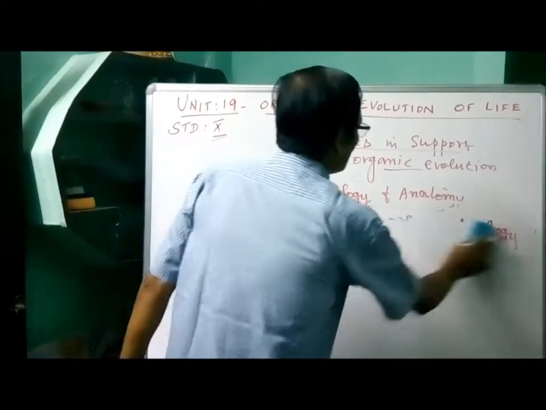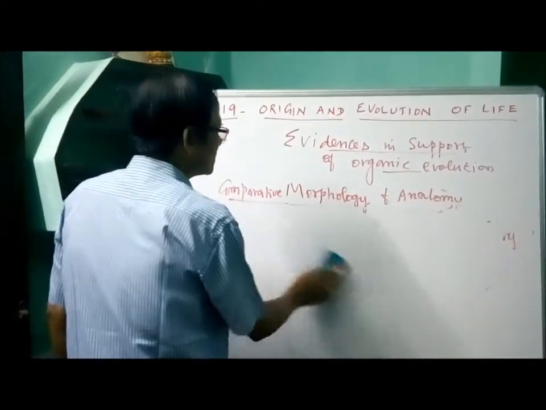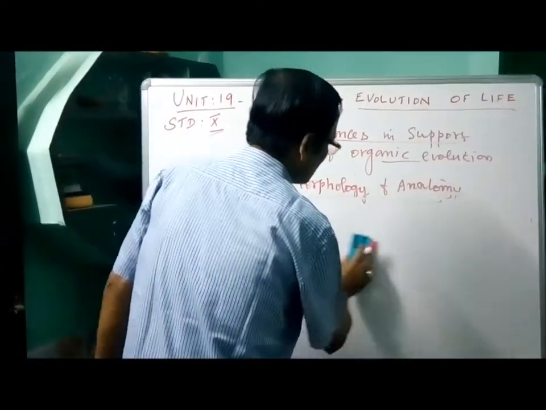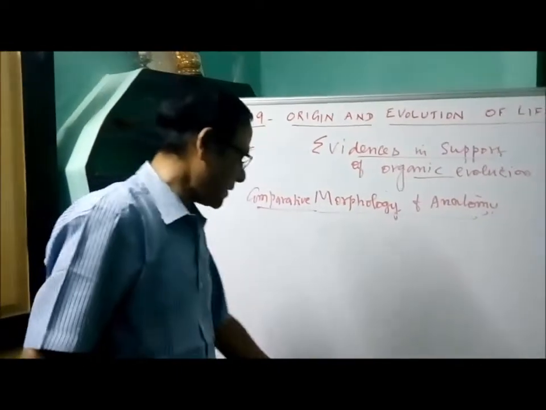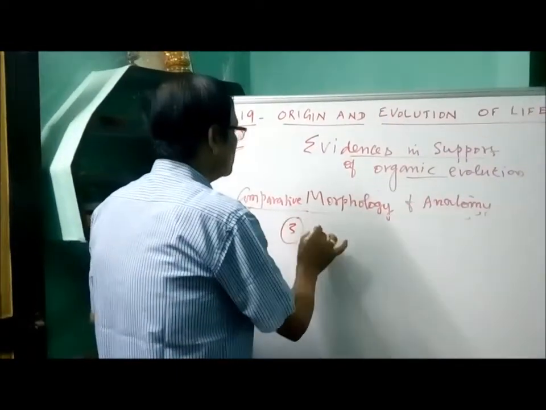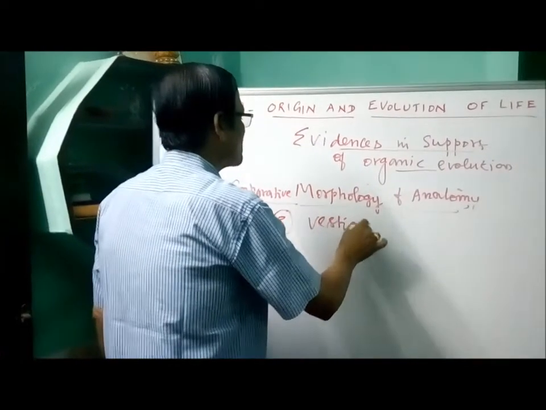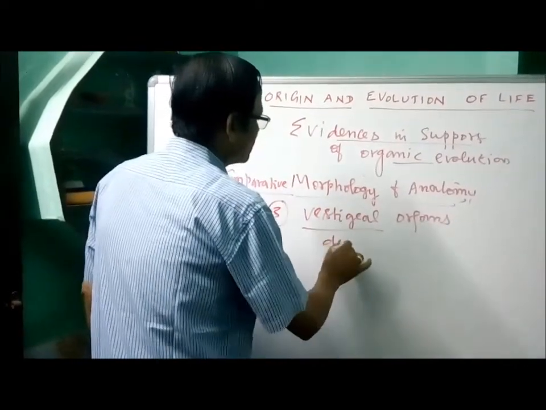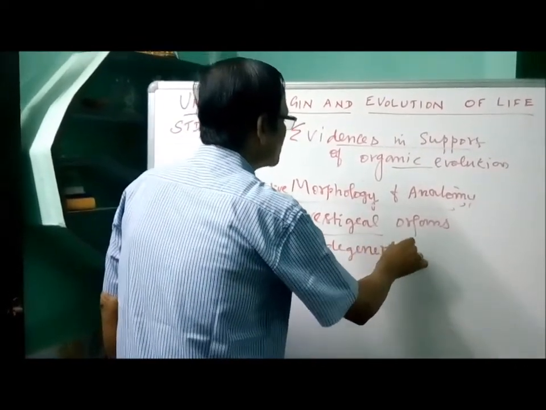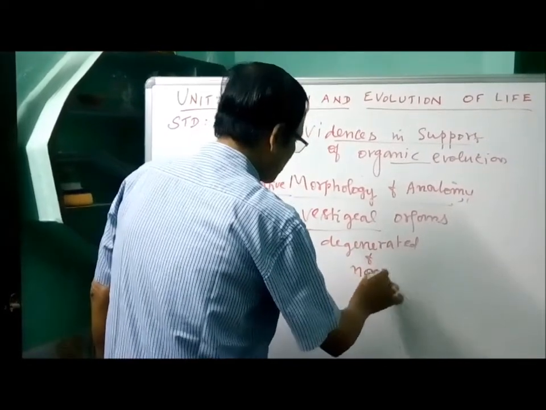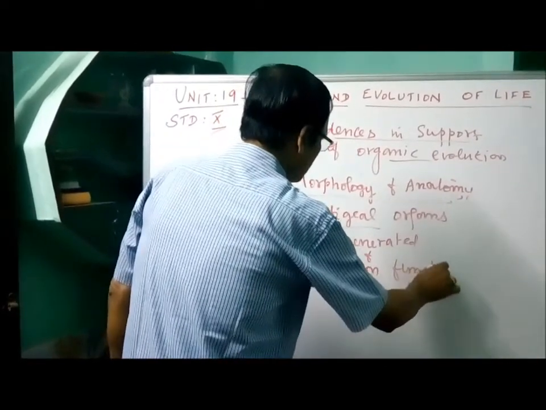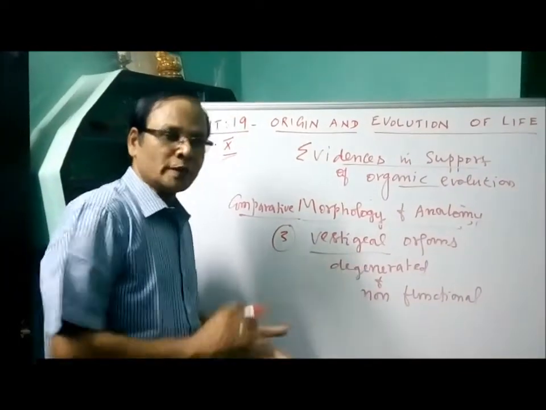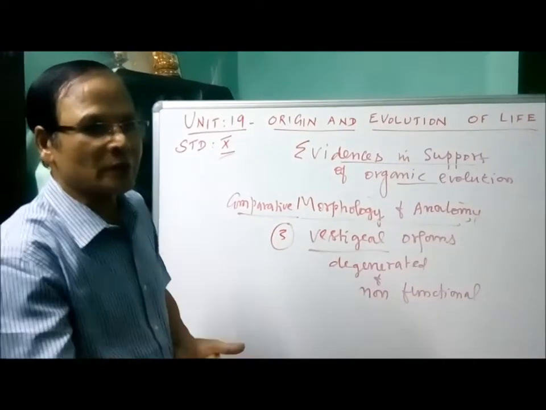Number three, vestigial organs. These are organs that are normally cited in support of evolution, in the form of evidences from morphology and anatomy. The third one, vestigial organs. Now these are degenerated, that is reduced, non-functional organs. But they were functional in other related organisms.